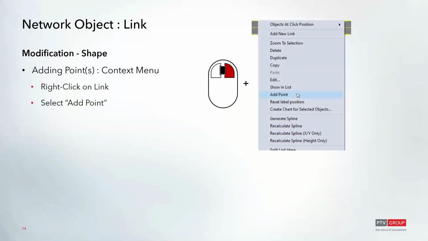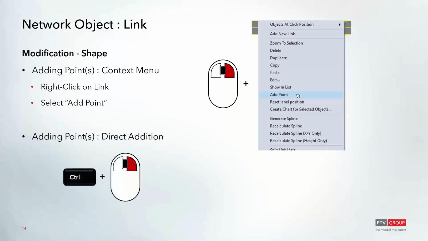So in order to add these points, you can do that in a couple of different ways. The first is through that context menu. So if you right-click on the link itself, that will open up the context menu where you can choose to add a point at that specific location. And the other way is to press Control, and then you can use the right-click button to directly add in those points along that particular link.